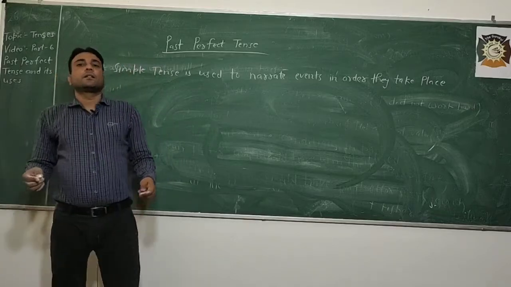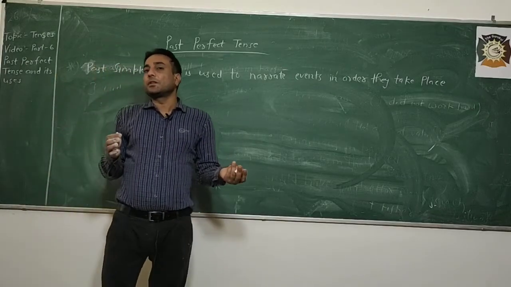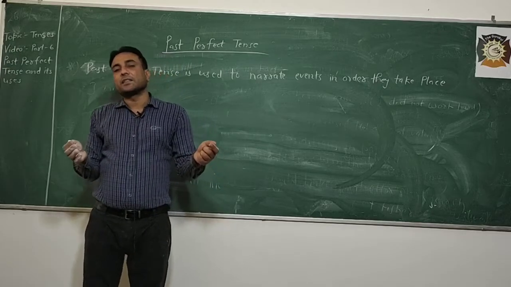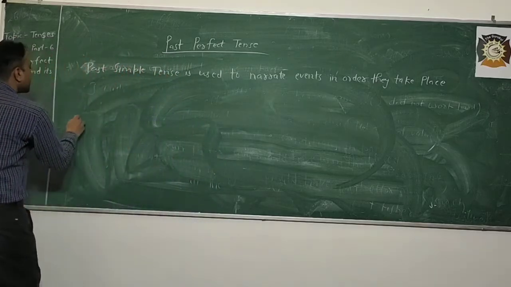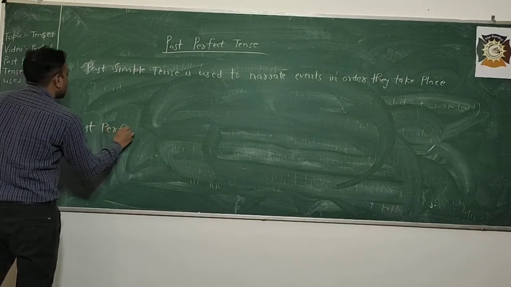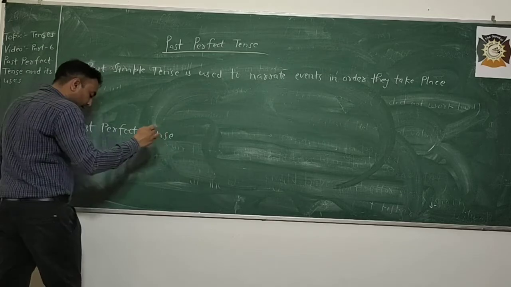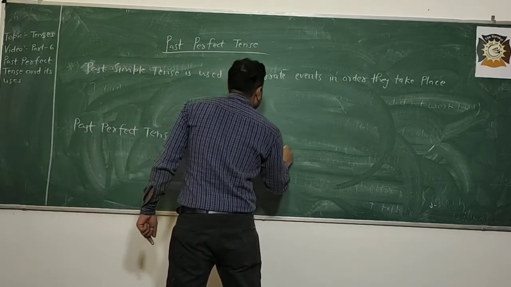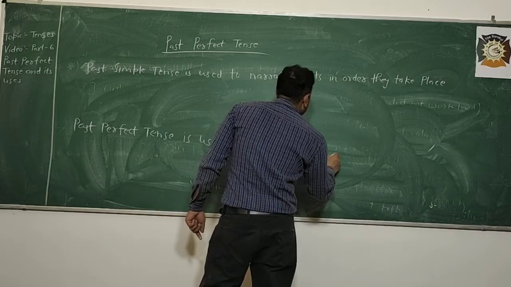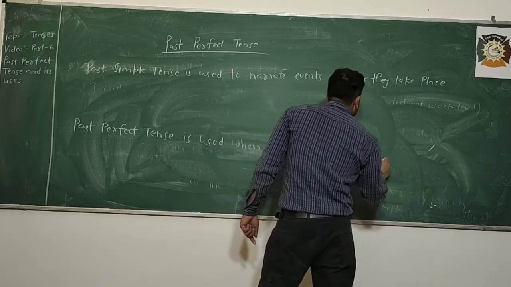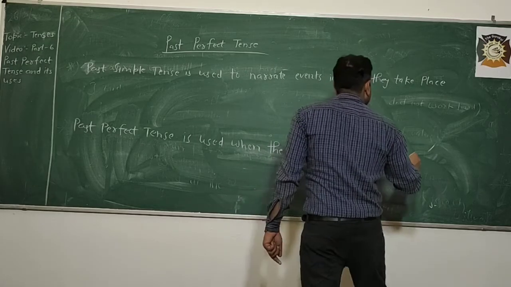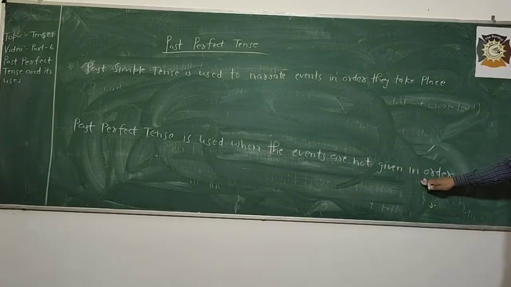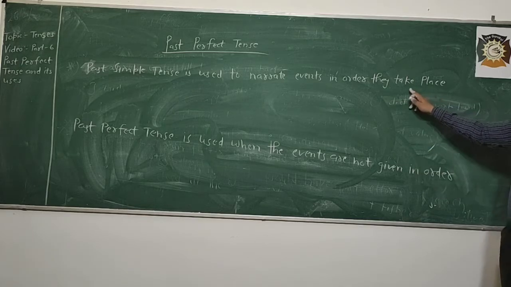But past perfect tense is used, however, when the order of the events is not followed in the narrative. The past perfect tense is used to indicate the earlier event. Past perfect tense is used when the events are not given in order. When they are not in proper order, then you will use past perfect tense. If they are in order, then you will use past simple tense.